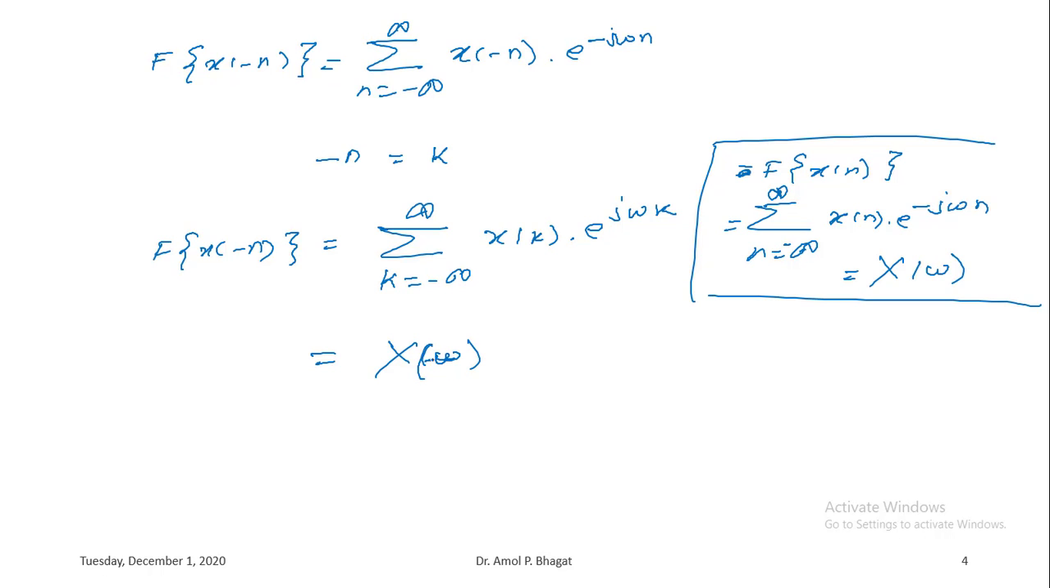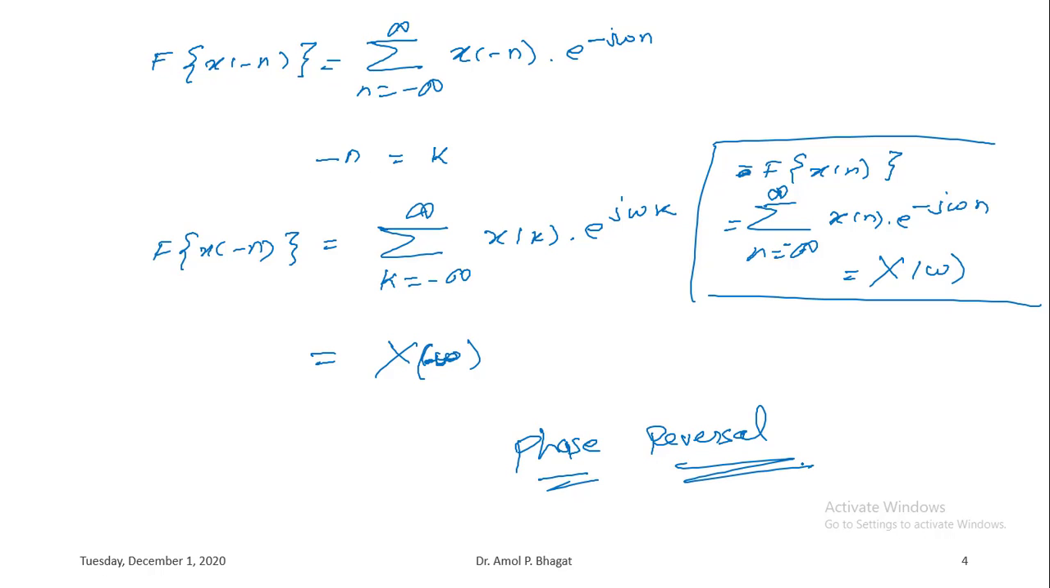Here the sign of omega is plus, here it is minus, so you can represent it as X of minus omega. That is nothing but the time reversal property. In the time reversal property, if the signal is folded about the origin, that means if you identify the Fourier transform of x of minus n, its magnitude spectrum will be unchanged, but the phase spectrum undergoes a sign change. So it is also referred to as phase reversal.